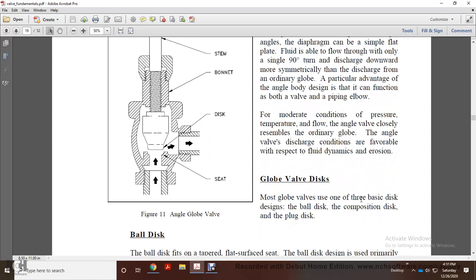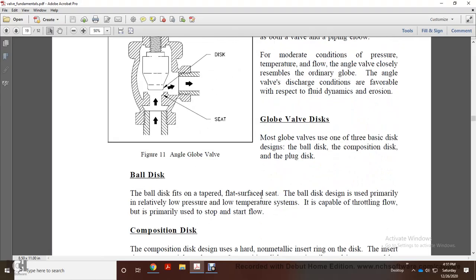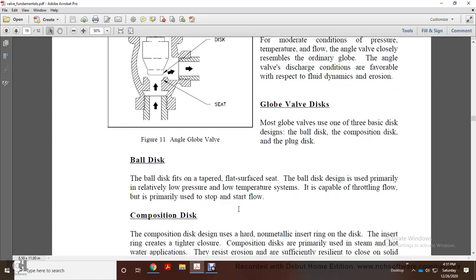Alright, your globe valve disc. Globe valves use one of three basic disc designs: the ball disc, the composition disc, or the plug disc. The ball disc seats on the tapered, flat surface of the seat, but the ball disc is designed primarily for relatively low-pressure, low-temperature systems. It is capable of throttling flow, but is primarily used to start and stop flow.